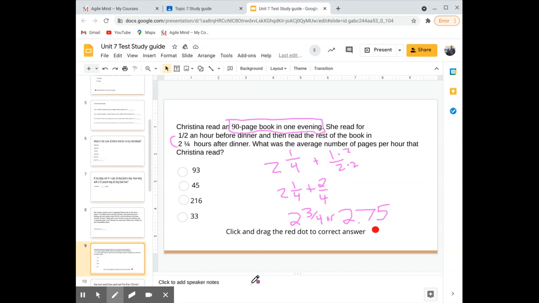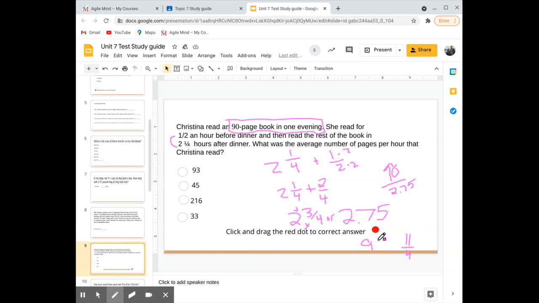So what do I need to do so that I can figure this out? Divide. Yeah, I just divide. I need to do 90 divided by 2 and 75 hundredths. Or I need to do what Haley said earlier and convert this to an improper fraction real quick by doing this. 4 times 2 is 8. 8 plus 3 is 11. So I get 11/4.